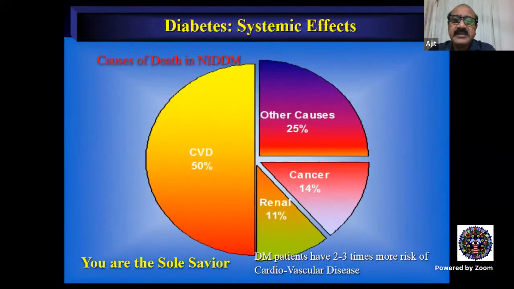Now let us see the other systemic effects. If you see, most diabetics are more prone to cardiovascular diseases, like almost 50% of the deaths in non-insulin dependent diabetes mellitus are because of cardiovascular causes. Renal causes account for 11%. Cancer is not particularly related to diabetes, but in this population that has resulted in deaths.